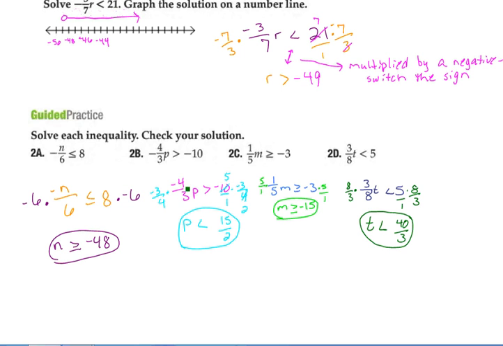Same thing with 2b, however, this happens to be a fraction, so I multiplied by the reciprocal. Since it was a negative, I went ahead and flipped that sign.